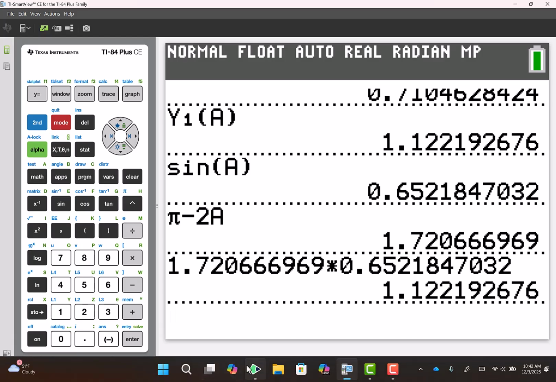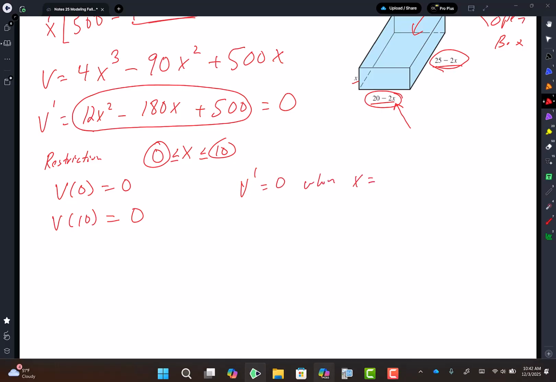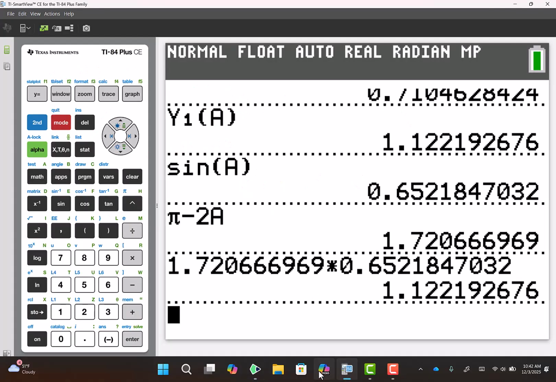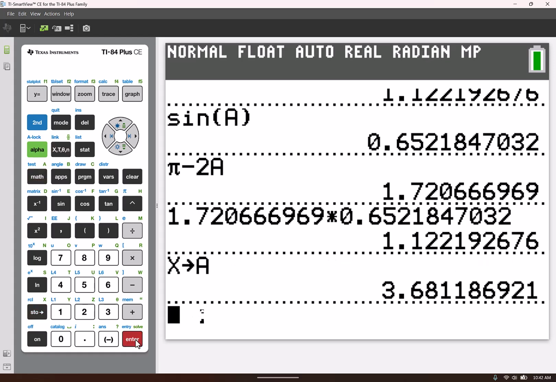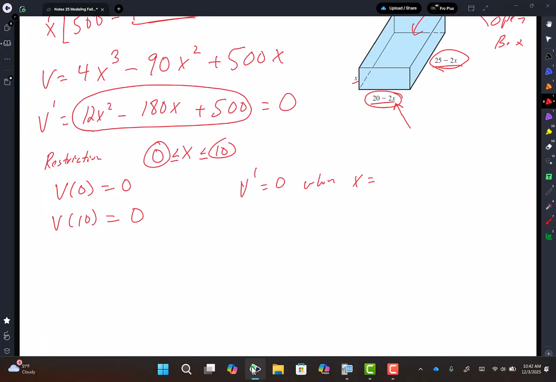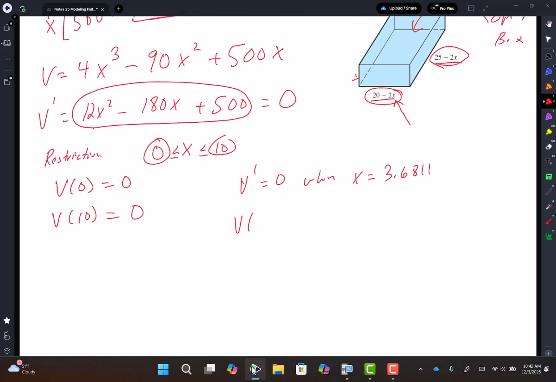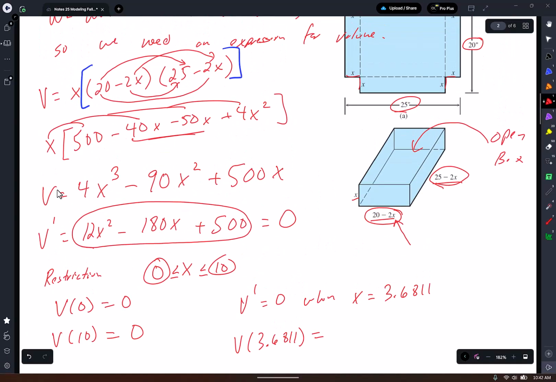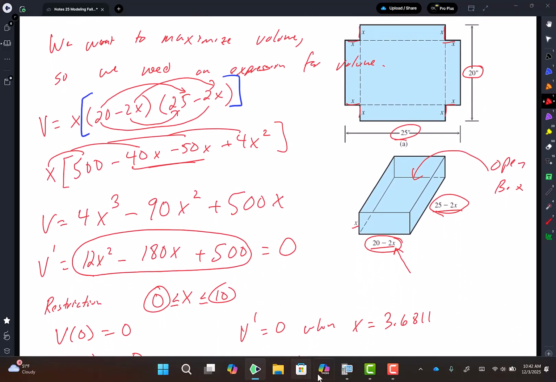All right, so here we go. I'm going to write V prime equals 0 when x equals, and I already forgot the number. What is it? X, store, alpha A, 3.6811. And what do they want? Do they want the volume? Okay, volume. Volume at 3.6811 is, and I guess I'm just going to put the equation that I had here from the beginning. So x times 20 minus 2x times 25 minus 2x.